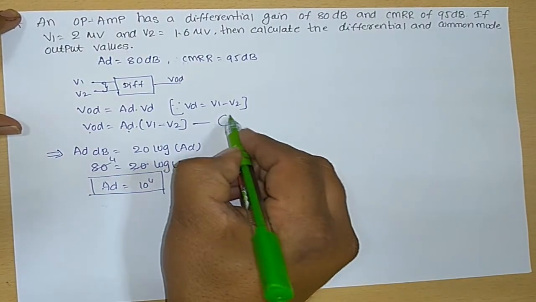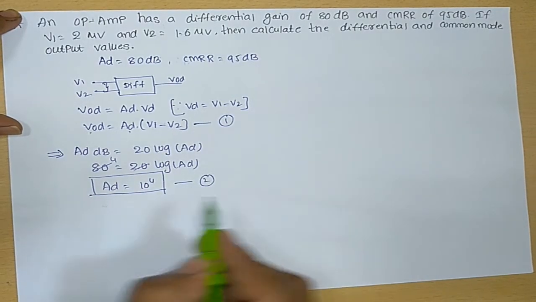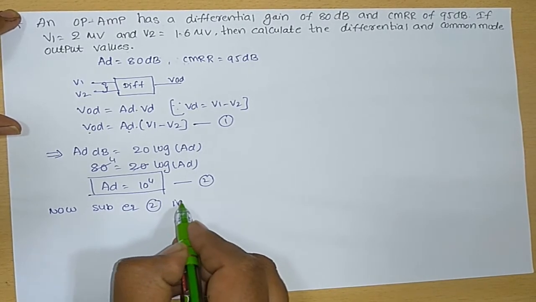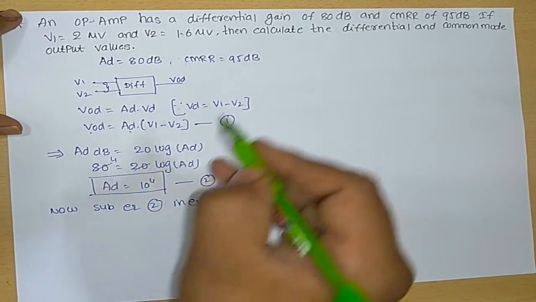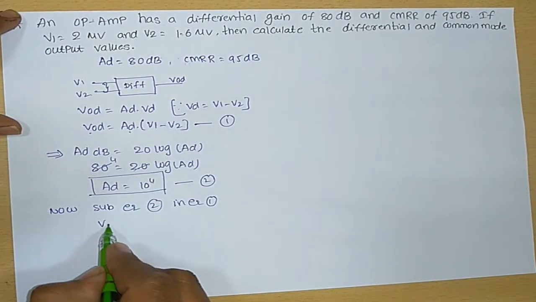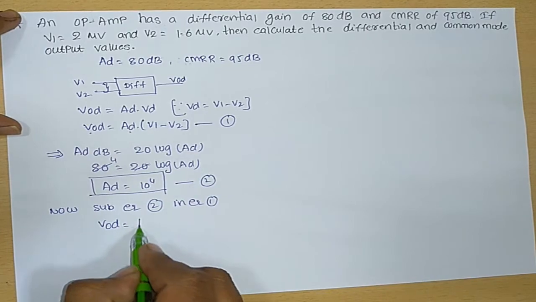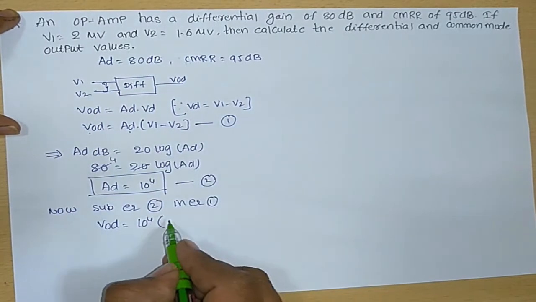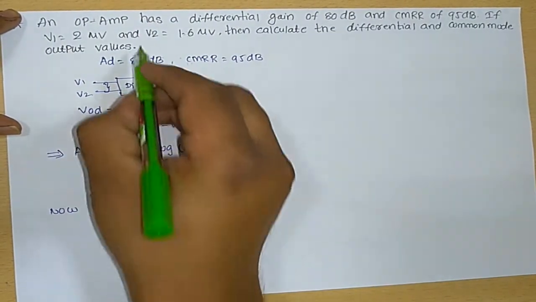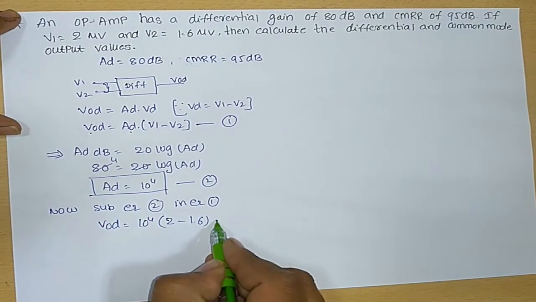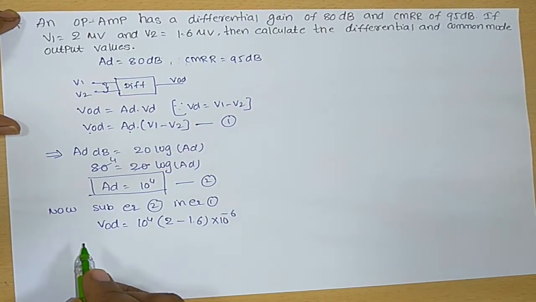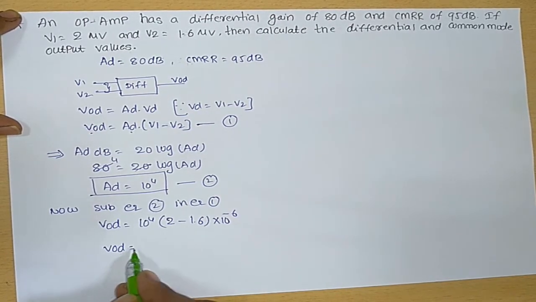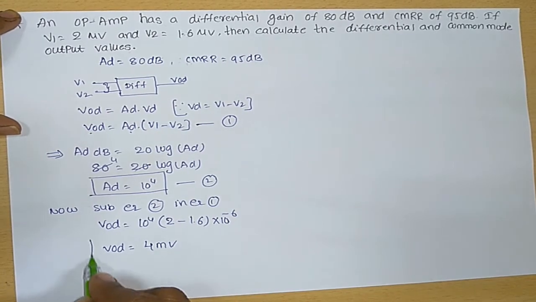This we consider as equation number 1, and this as equation number 2. Now substitute equation number 2 in equation number 1, then we get the differential output voltage VOD equals AD. What is the AD value? 10 power of 4, into V1, which in this problem is 2 microvolts, minus V2, which is 1.6 microvolts. Solving all these values, we get the differential output voltage VOD equal to 4 millivolts. Clear?